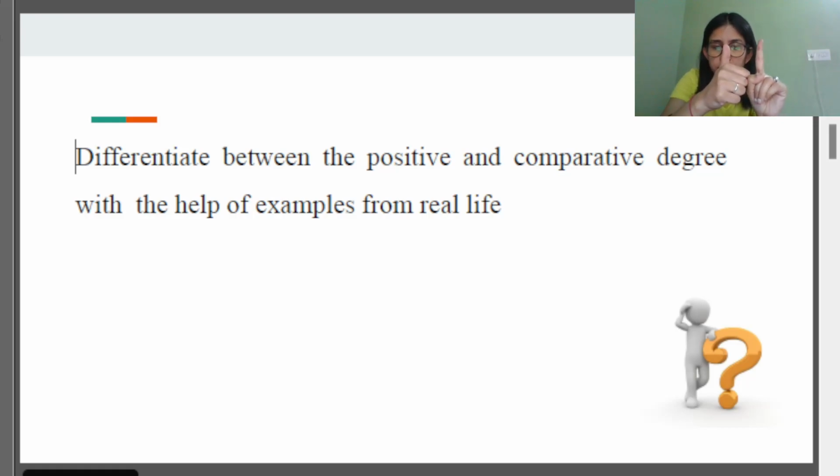So there, the word was not ending with e, so we have used er with it. And shorter also, we have added er.